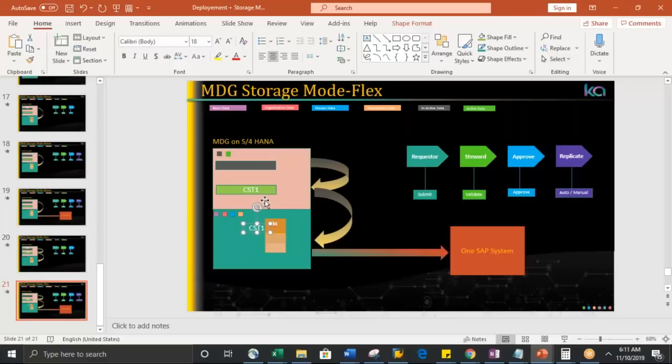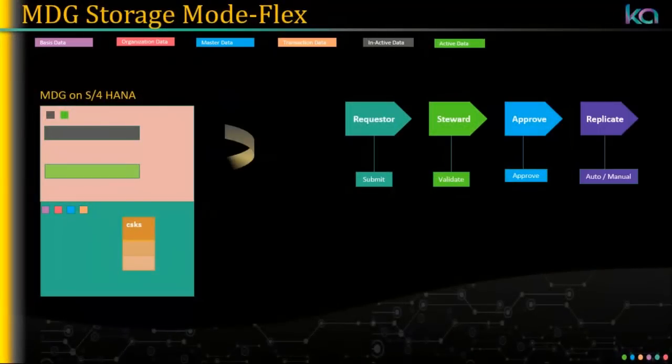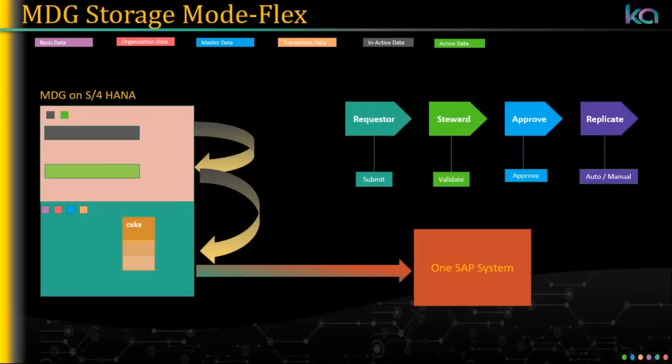Karthik, once the replication has happened to the active area of ECC, does the active area of MDG still hold the data, or does it get cleared? It still holds the data. Okay. That will be the difference between the reuse storage mode and flex storage mode.